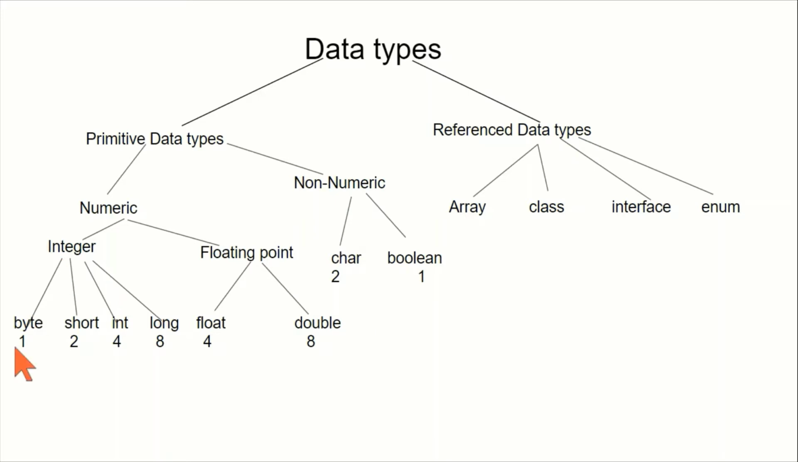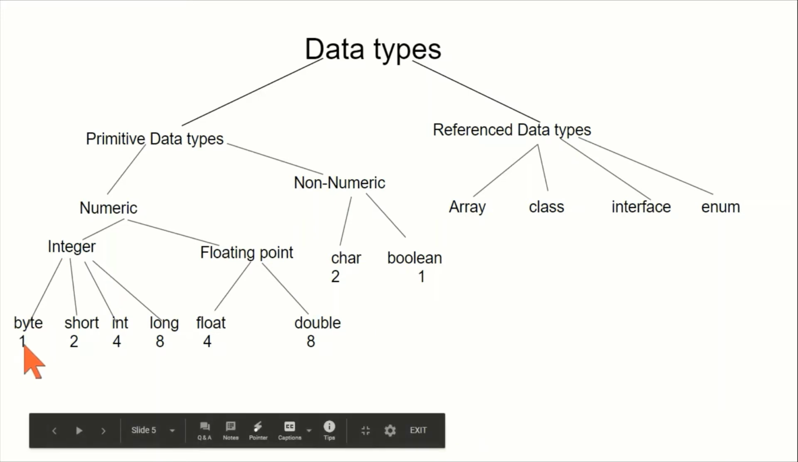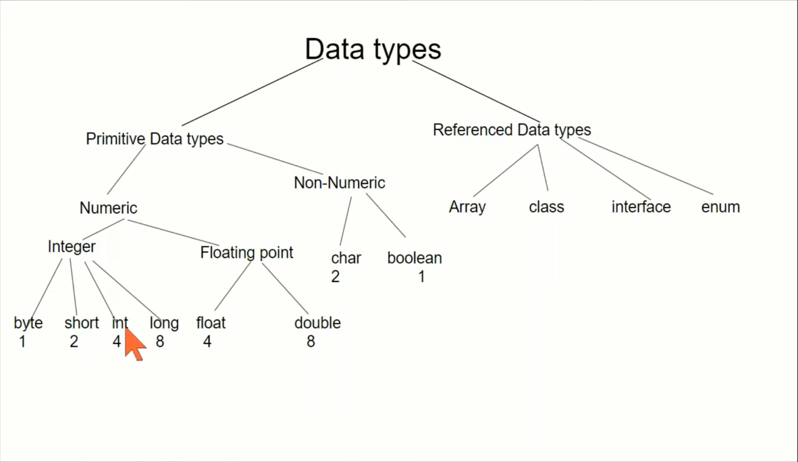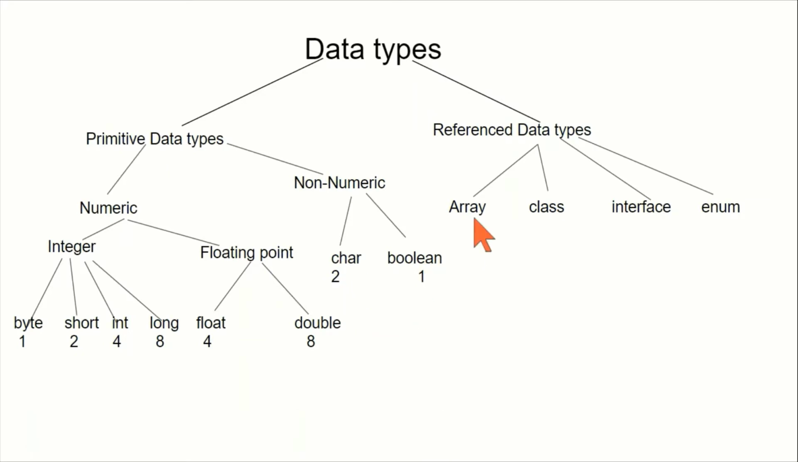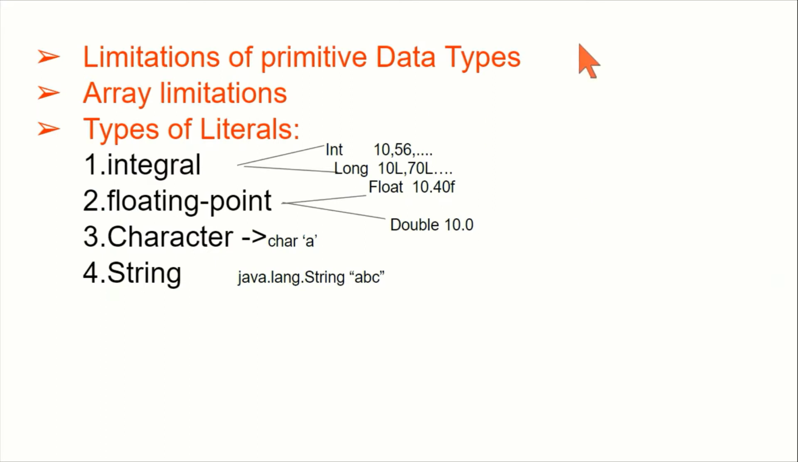Byte size is 1 byte. Short is 2 bytes. Int is 4 bytes. Long is 8 bytes. Float is 4 bytes. Double is 8 bytes. Character is 2 bytes. Boolean is 1 byte. To collect the same type of values, arrays are given, and to collect different types of values, class, interface, enum are given.